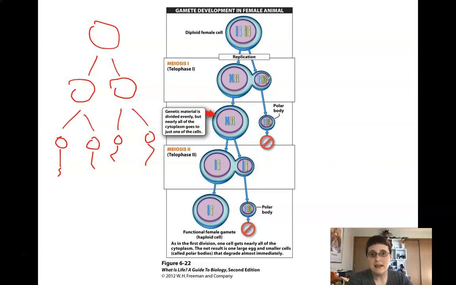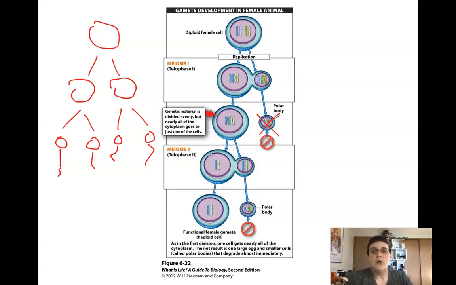Instead of dividing evenly, you can see they're not going to divide evenly. One of them is going to be very small. It's basically going to just contain the genetic information. It's just going to contain the nucleus. And it's going to be what we call a polar body. That is not going to divide anymore. You can see it's going to stop. The other half, though, is going to keep going.